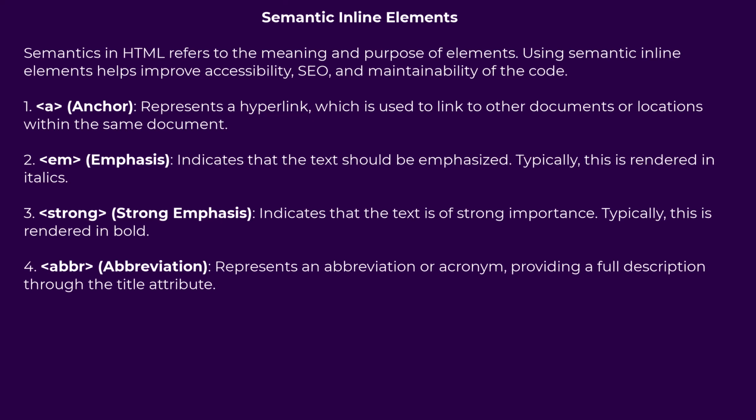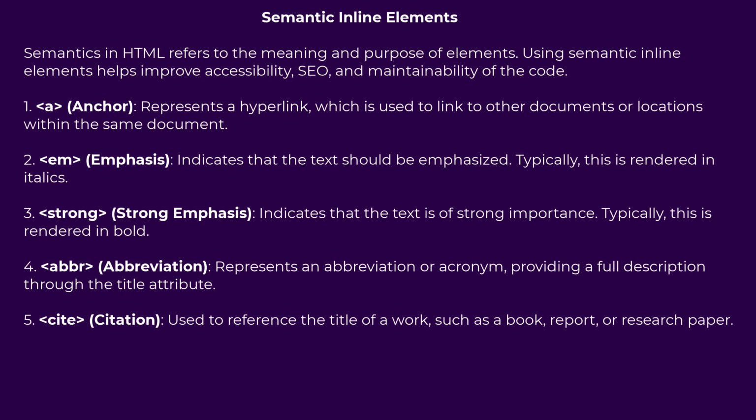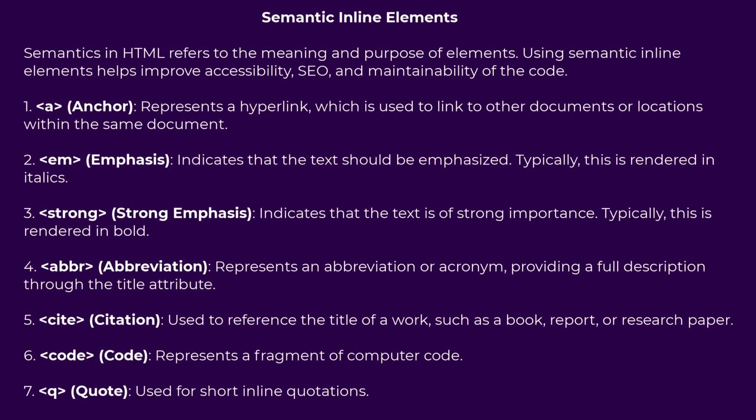4. Abbreviation represents an abbreviation or acronym, providing a full description through the title attribute. 5. Citation, used to reference the title of a work, such as a book, report, or research paper. 6. Code represents a fragment of computer code. 7. Quote, used for short inline quotations. Using these semantic elements correctly not only helps browsers and search engines understand the content better but also aids screen readers in providing a better experience for users with disabilities.